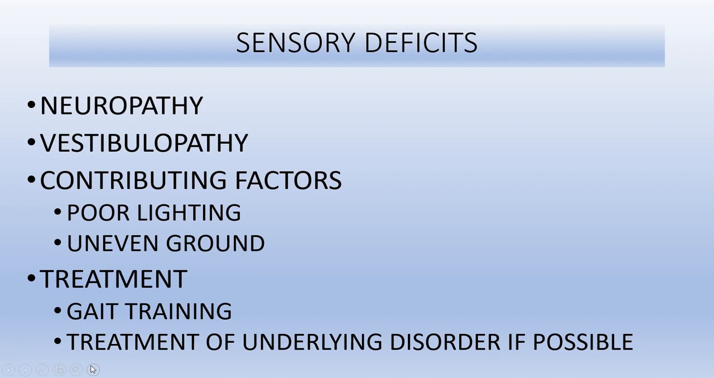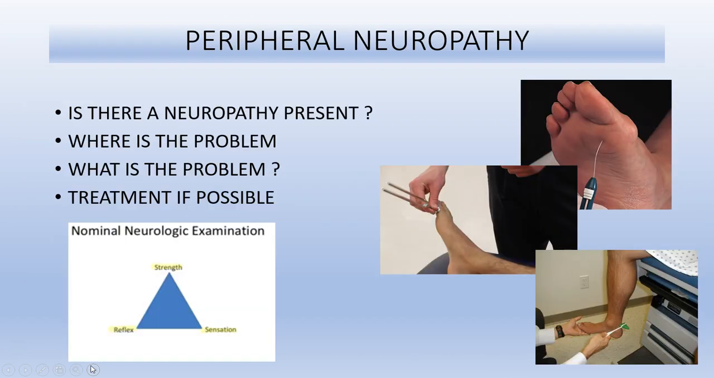We may want to ask about lighting and clutter about the home because poor lighting and uneven ground can be very problematic with visual deficits. And here again, if we can identify an underlying disorder and make an appropriate referral, we can help some people or refer them for gait training.